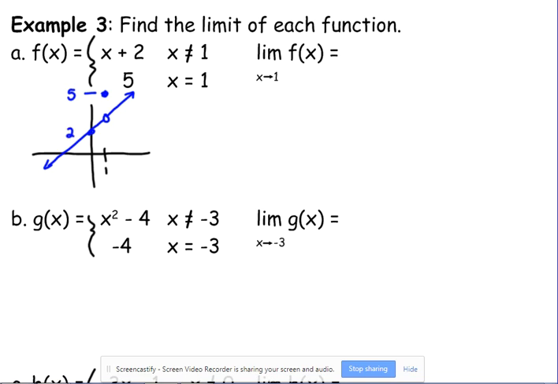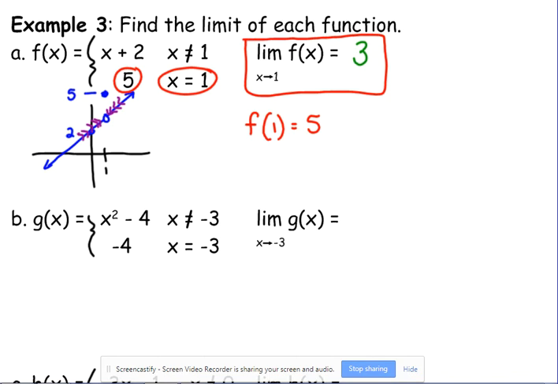Okay, but the question is, what's the limit as we approach 1 of this function? Let me tell you, the answer is not 5. That's the value of the function. f of 1 is 5. You plug it into this piece, so your answer is 5. But if it's talking about the limit, think about it graphically. As we're approaching x equals 1, what are our y values approaching? Our y values are actually approaching that hole right there, which is 3. The answer for this limit problem is 3.